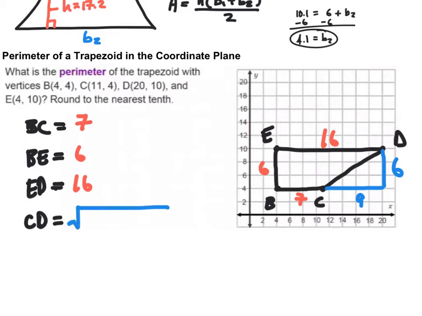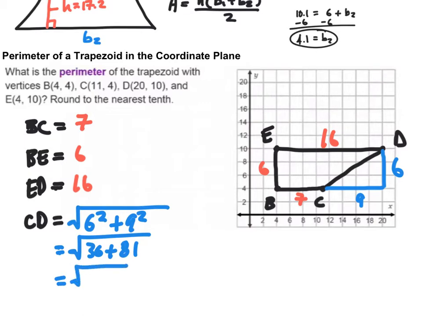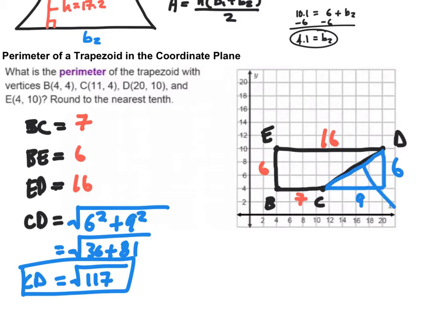That's going to be the square root of 6 squared plus 9 squared. So the square root of, what is that going to give me, 36 plus 81. Let's add those together, see what we get. So 36 plus 81 is going to give me 117. And 117, I believe, is a prime number. We're just going to go ahead and leave it like that. This length CD is a length of the square root of 117.